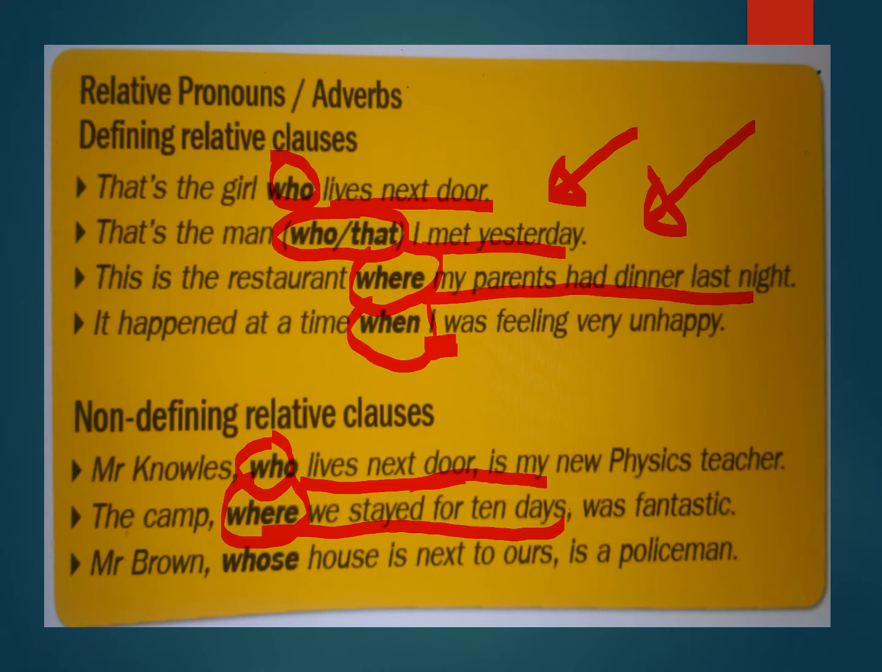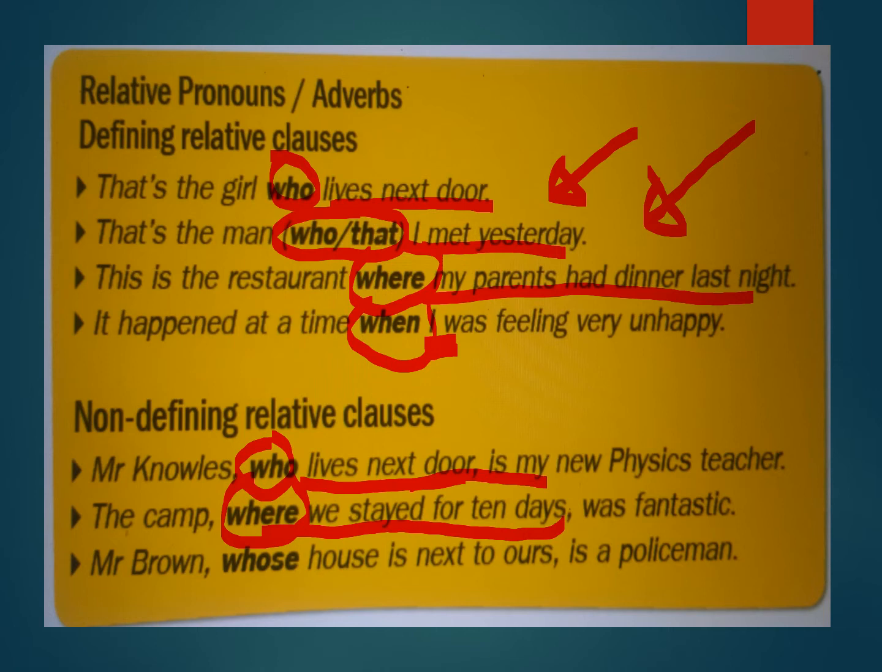Who can tell me what type of relative clause this is? Is it a defining relative clause or a non-defining relative clause? Non-defining relative clause. Very good of you. And the last example, who can read it? Manar? Mr. Brown, whose house is next to ours, is a policeman.